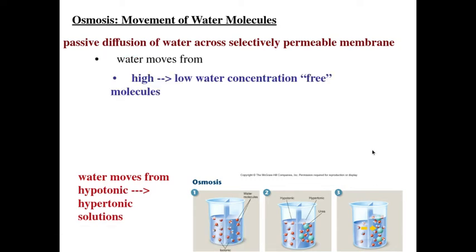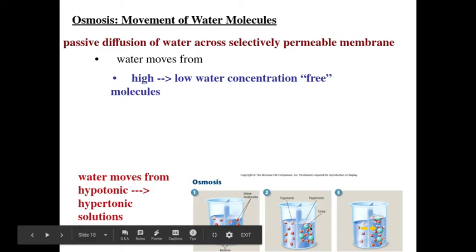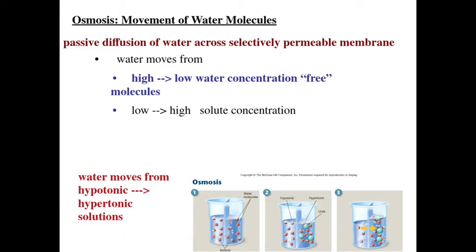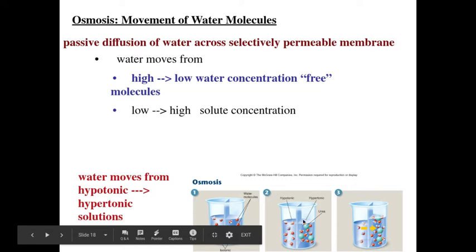So water moves from areas of high to low water concentration with the free molecules. Okay. So what that's saying is that if we have that urea in here, the higher level of water on the outside is going to move into where there's lower water in here. Okay, that's what it's saying. The solute concentration, you can see here it's low on this side and high on this side, and the water wants to move towards the higher solute concentration.